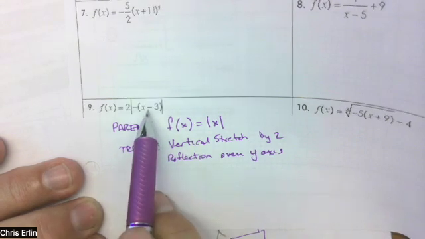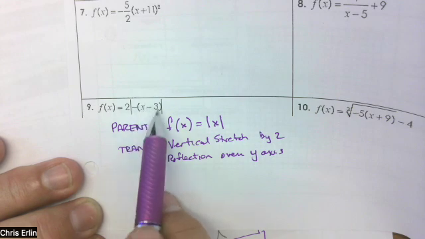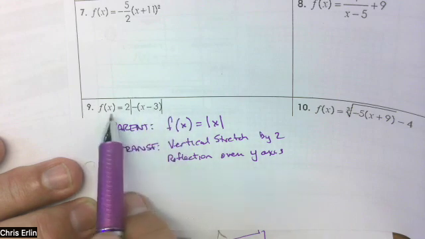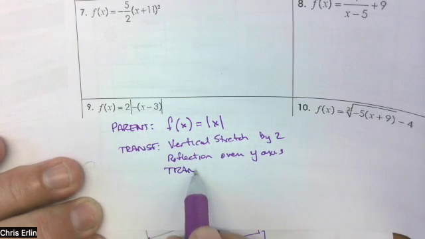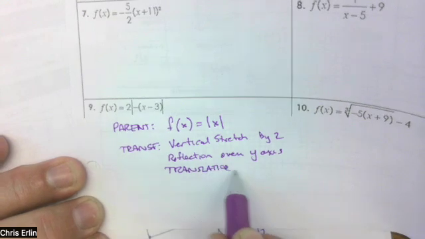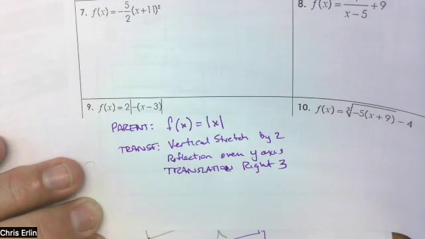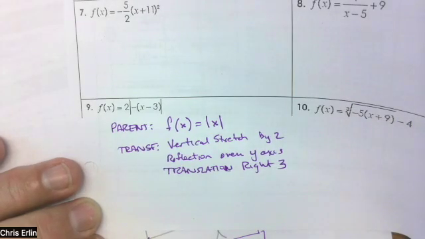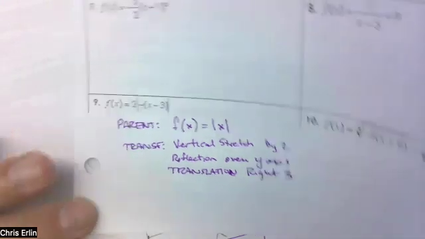What about this -3 in here? It's a translation, right? It's in with the x, so is it moving right 3 or left 3? Right 3. So for this page of identifying transformations, you're simply listing the parent function and then all the transformations you can identify.